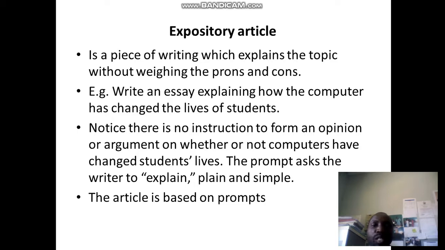For example, if the question says, write an essay explaining how the computer has changed the lives of students. In your essay, include the following points. Then you are given points that must be included. In that case, the question is not asking whether the computer has changed the lives of students or not, so that you can give different views. It's just for you to write an essay which is plainly based on the prompts that you are given, without having to look at the advantages and disadvantages.